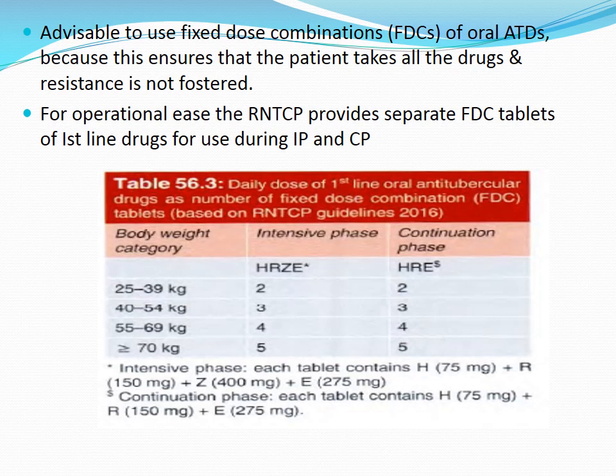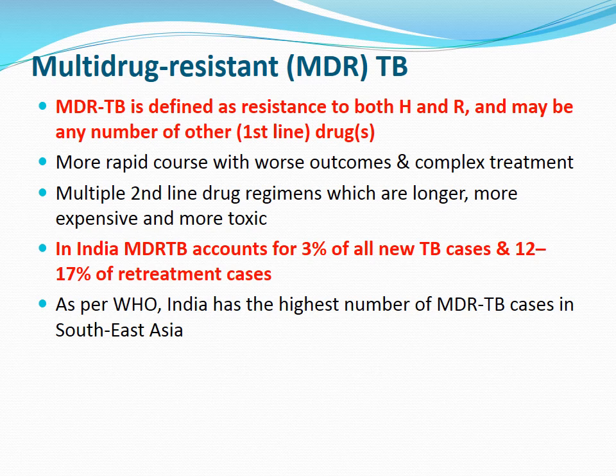So once again repeating, 2 HRZE and 4 HRE. The intensive phase 2 HRZE, continuation phase 4 HRE. Now the second type of tuberculosis which is important is multi-drug resistant tuberculosis. Here we have seen already that MDR-TB is a resistance to both H and R, means isoniazid and rifampicin, but it may be associated with resistance to other first line drugs. Okay, so here there is a more rapid course with worse outcomes and there is a complex treatment.